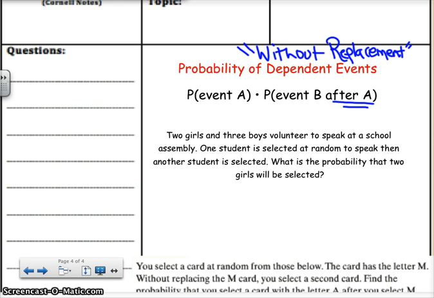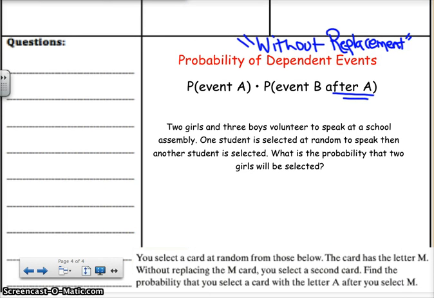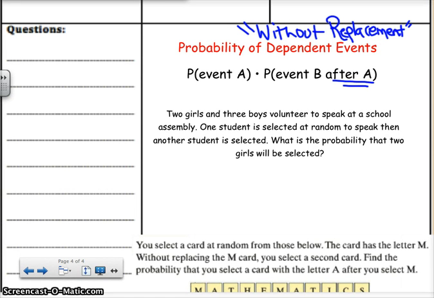So 2 girls and 3 boys volunteered to speak at a school assembly. One student is selected at random. You don't put that student back in, right? They can't speak twice. Another student is selected. I want to know the probability that 2 girls are going to be selected. The probability that I pick a girl first is 2 out of 5. Do you agree with that? 2 girls, 3 boys, 5 total people.